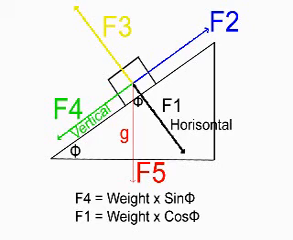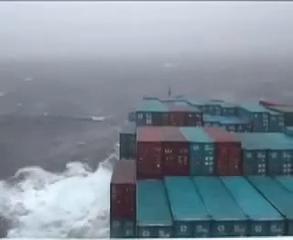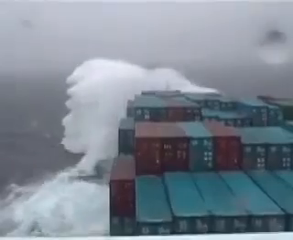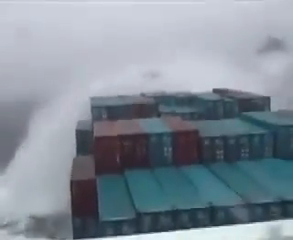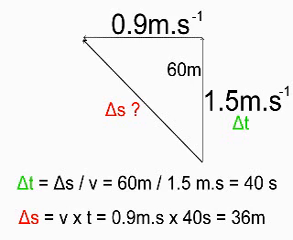If we then do calculations, we would get F4 as weight sine theta and F1 as weight cos theta. Like in the previous video, you can calculate displacement of wind blowing on a plane or even rough seas on a ship. One can then apply Pythagoras, the sine or cosine rules, or like in the following example.